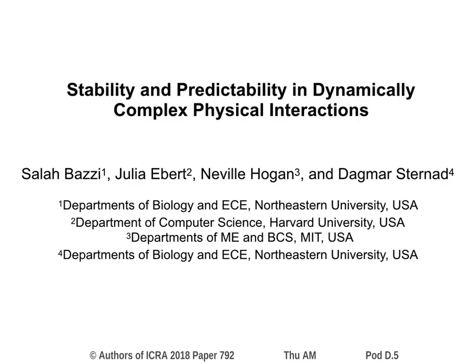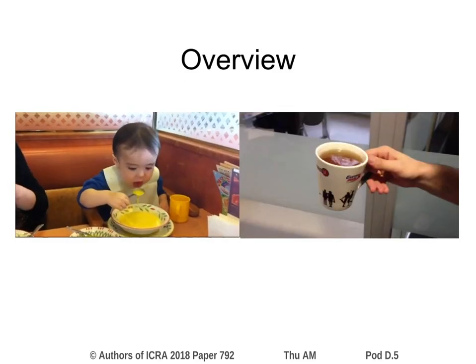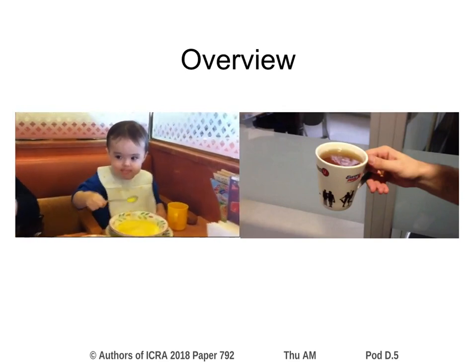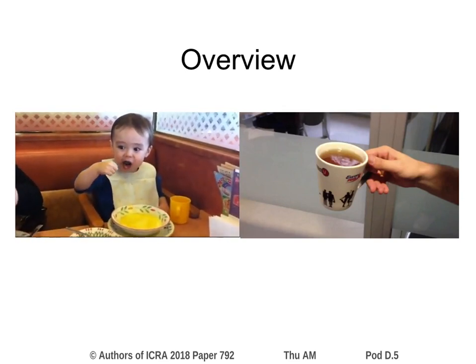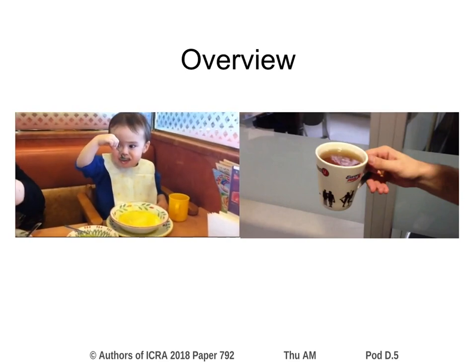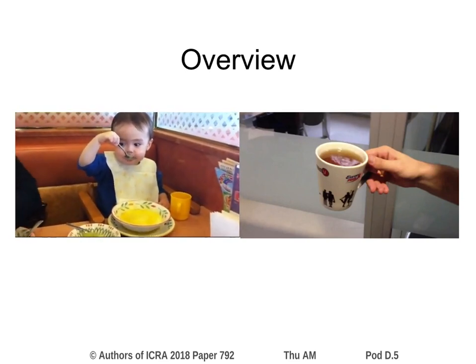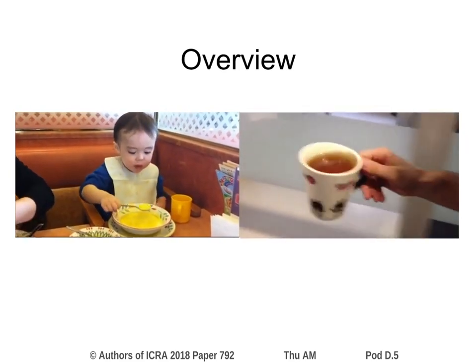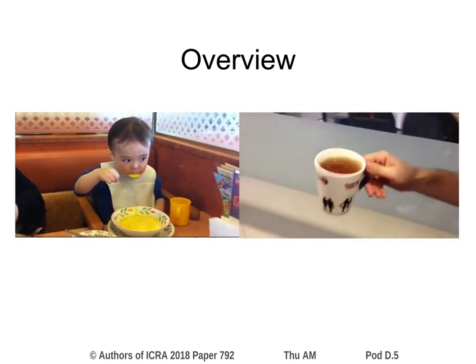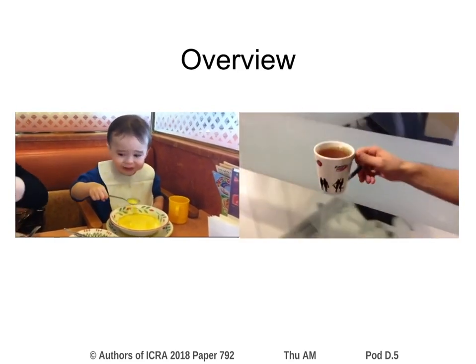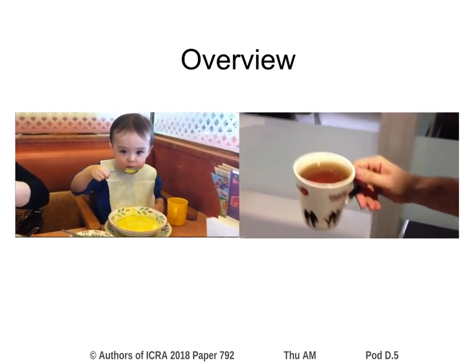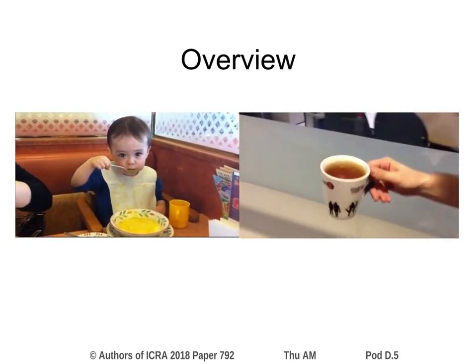Stability and predictability in dynamically complex physical interactions. In daily life, humans frequently interact with the environment by using tools, typically rigid objects such as the spoon, but when the spoon is filled with soup, it becomes a dynamically complex object. A very similar example is carrying a cup of coffee, where the fluid adds complex interaction forces and makes the task challenging. In fact, these interaction forces can become unpredictable.